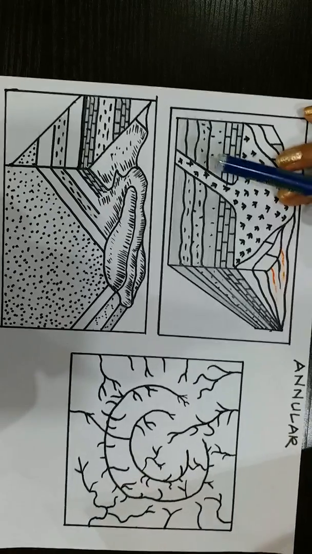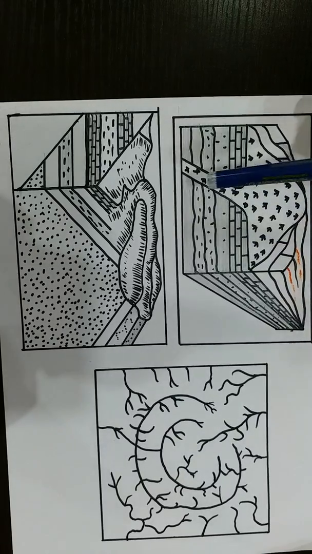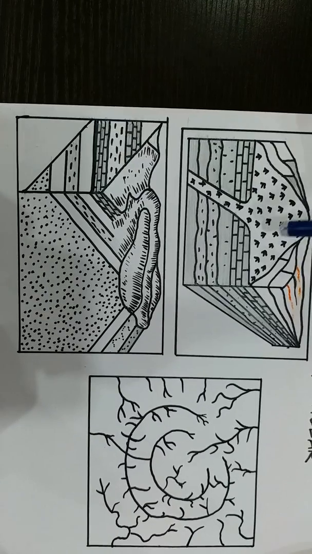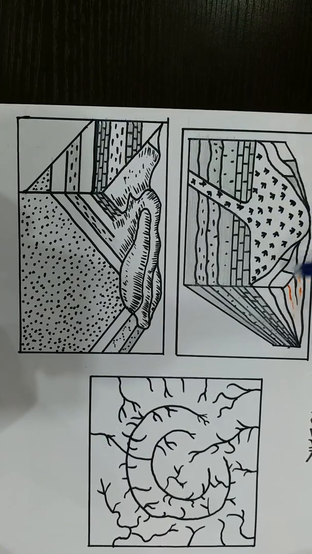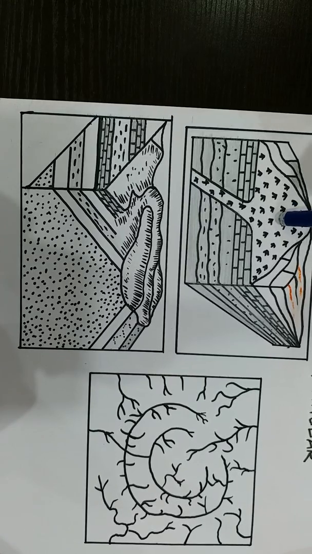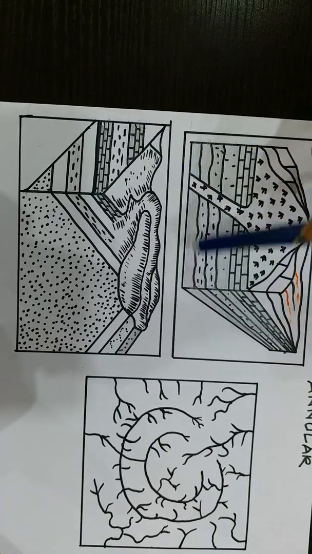The last one about which I will talk is the annular. If you look here, it is formed where there is igneous intrusion that breaks through sedimentary rocks, and because there is igneous intrusion, there is erosion breaking the sedimentary rocks, where finally we are left with circular shapes on top.